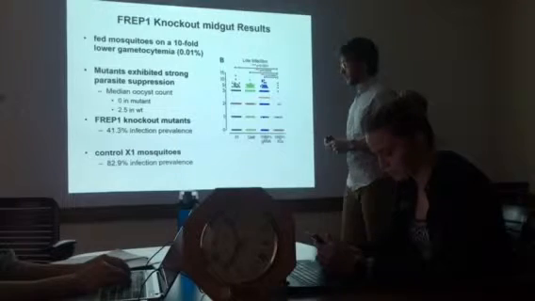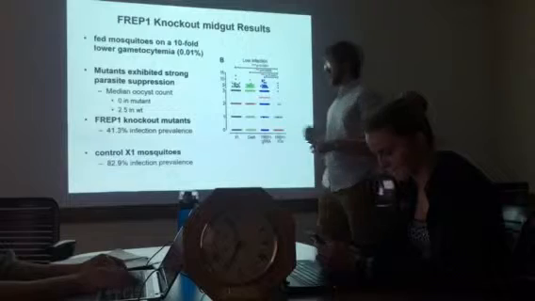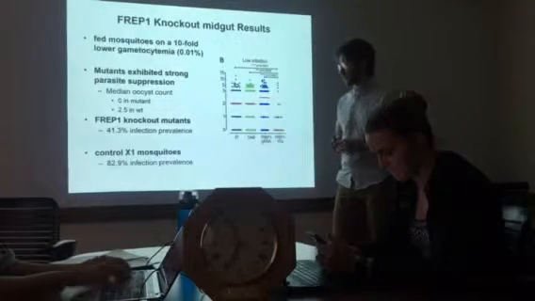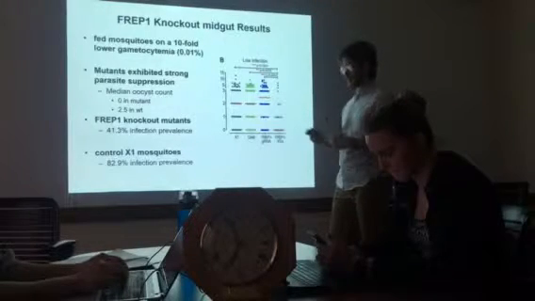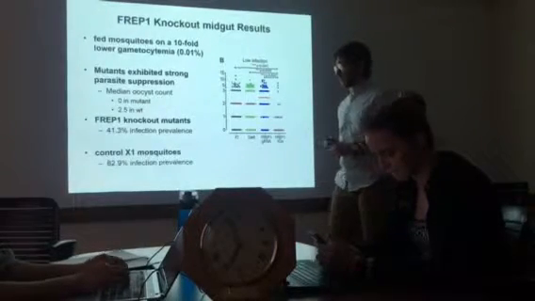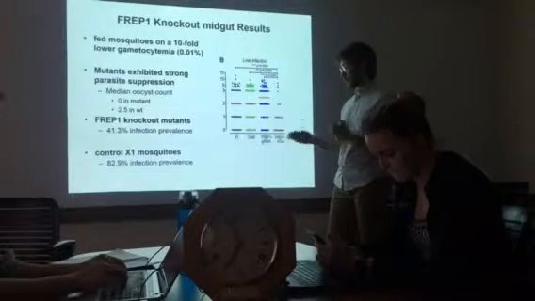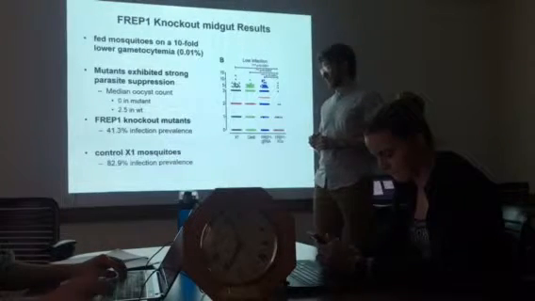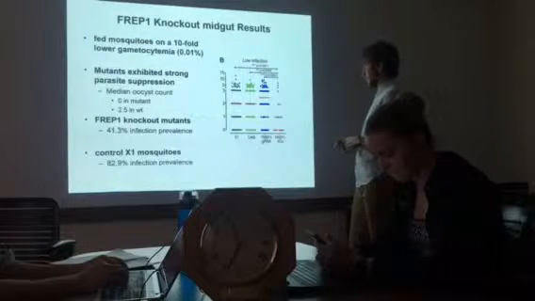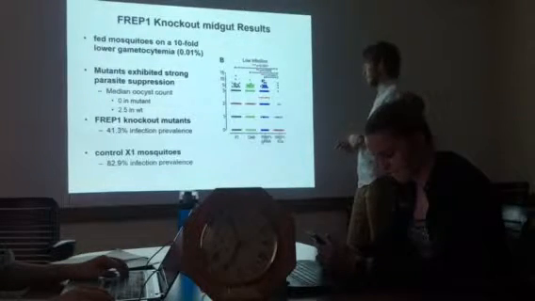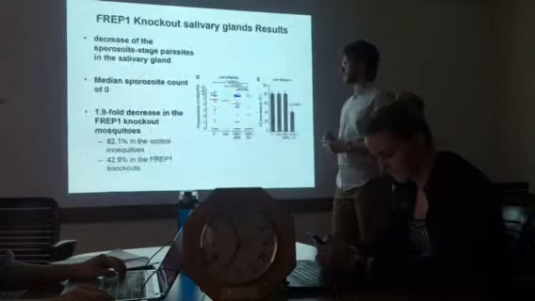So in the second part, what they did is they fed the mosquitoes on a 10-fold lower gametocytemia to exhibit the results. And mutants exhibited strong parasite suppression once again, had a median oocyst count of 0 in the mutant and 2.5 in the wild type. The FREP1 knockout mutants exhibited 41.3% infection prevalence as compared to the control X1 mosquitoes, which is 82.9% infection prevalence. And so this is the dot plot that they generated from that. As you see, the median is the red line here, and this can be at 0. So as you see, the FREP1 knockout is working with reducing the parasite infection.